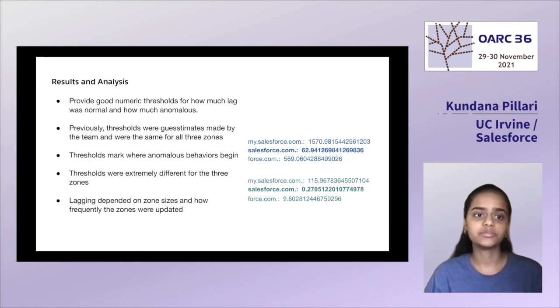As I mentioned before, the main goal of this project was to provide good numeric thresholds for how much lag was normal and how much lag was anomalous. This was important because previously the thresholds were guesstimates made by the team, and they were the same for all 3 zones. But the output from the model clearly shows that the anomalous behavior for all 3 zones is extremely different, and it depends on the zone sizes and how frequently the zones were updated.